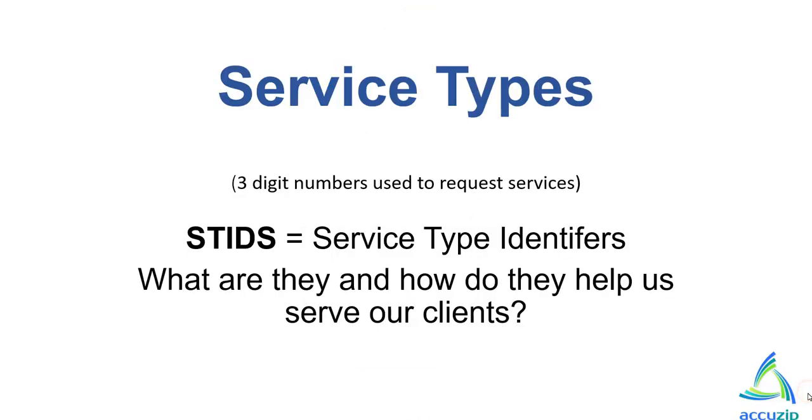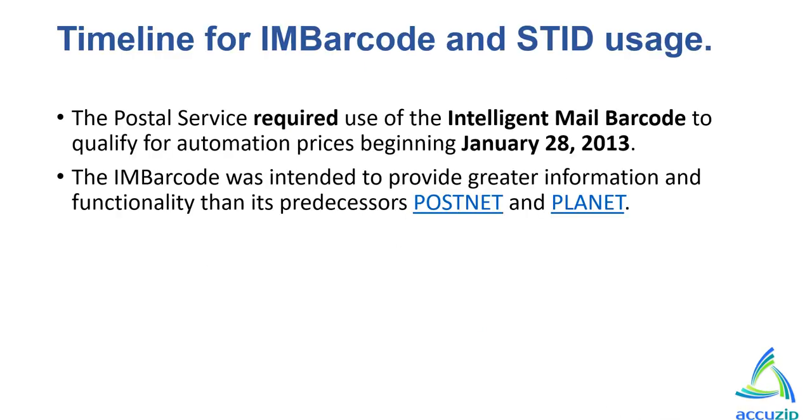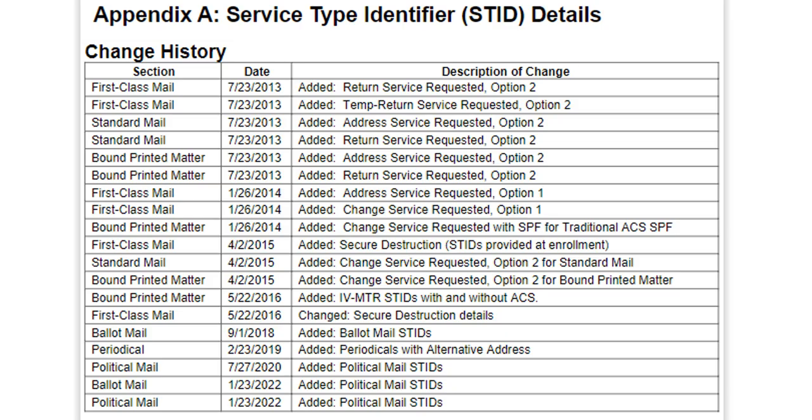So service types are the 3-digit numbers that are used in your Intelligent Mail barcode to request information or services from the United States Postal Service. The Postal Service started requiring the Intelligent Mail barcode in January 2013. It replaced the PostNet and the Planet barcode that was used before.